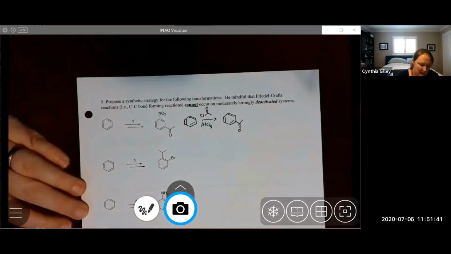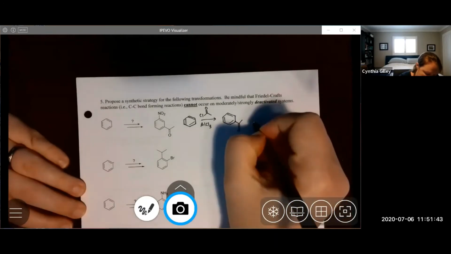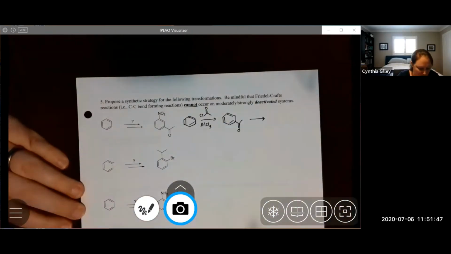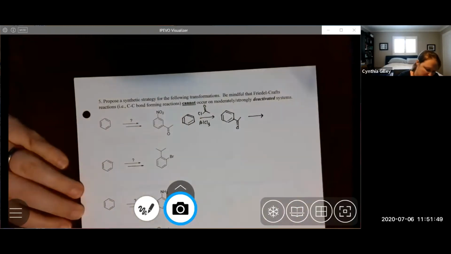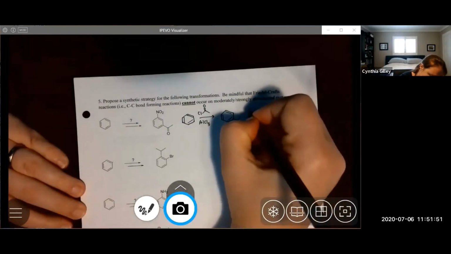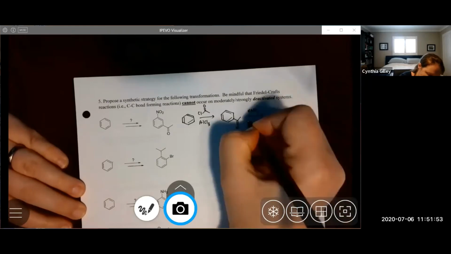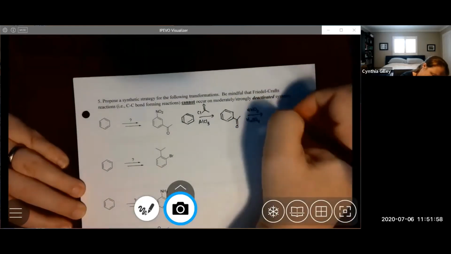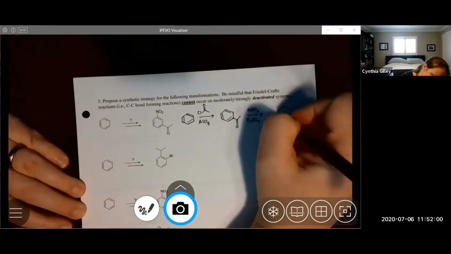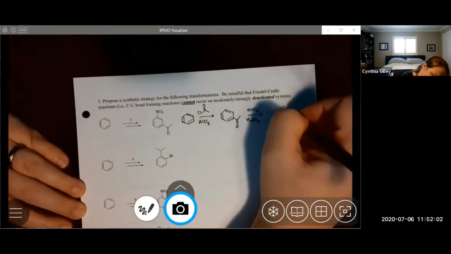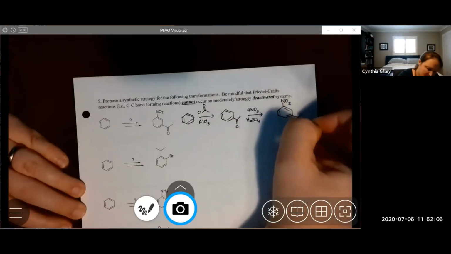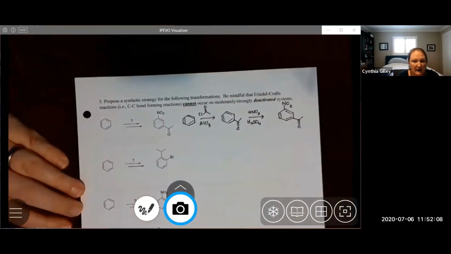And then now we can add a nitro group. You can always add a nitro group. We just have to be careful when to add the acyl. So we just have to remember that to add a nitro group, we need nitric acid and sulfuric acid. That will go meta to the acyl group because this is a moderate deactivator and meta director.